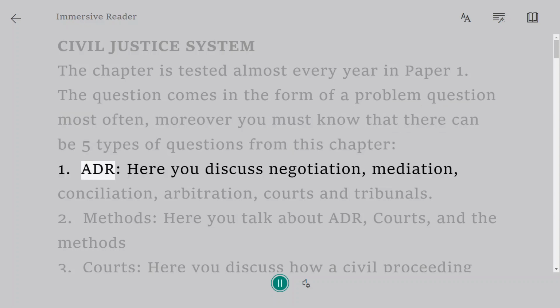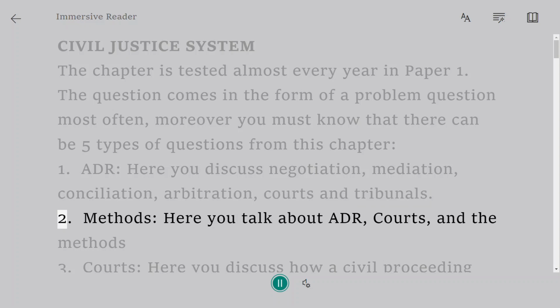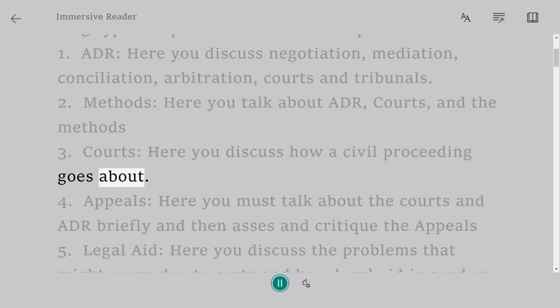1. ADR, here you discuss negotiation, mediation, conciliation, arbitration, courts and tribunals. 2. Methods, here you talk about ADR, courts, and the methods. 3. Courts, here you discuss how a civil proceeding goes about.